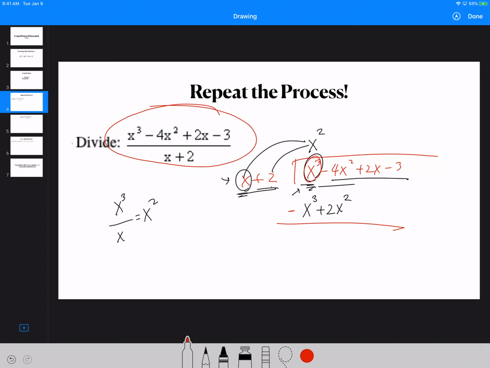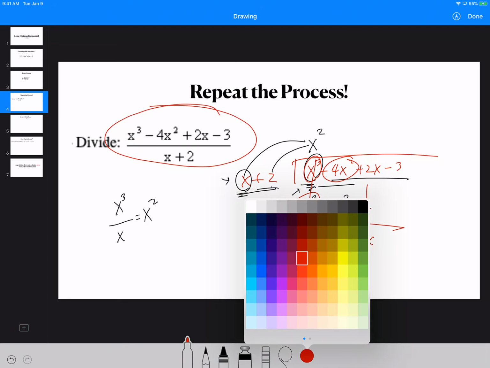So x cubed minus x cubed here will simply cancel each other out. Minus 4x squared. Now here's where you need to be careful. The minus sign distributes to here as well. So this actually turns out to be minus 2x squared. So minus 4x squared minus 2x squared becomes minus 6x squared. Bring down the plus 2x. And then now you are going back to square one.